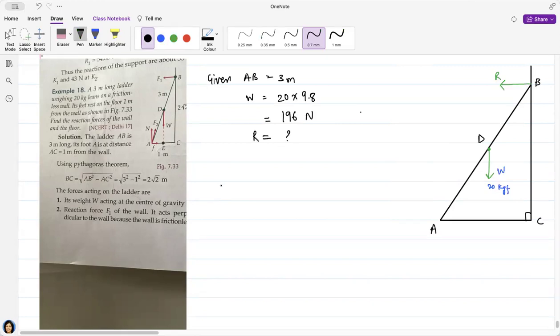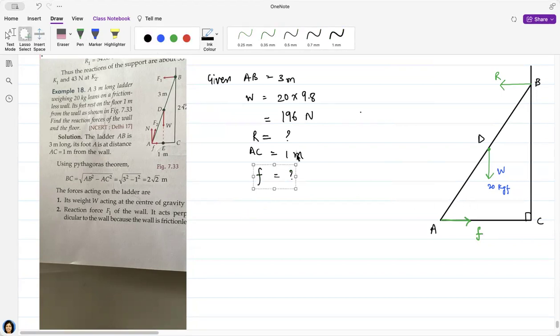Its feet rest on the floor 1 meter from the wall. So given AC is 1 meter, and it does not say frictionless, so there has to be some friction. If the ladder is like this, it tends to slip outward. So where would the friction be acting? Inside. So I mark my frictional force here, and let me mark it small f. I have no idea how much this frictional force is, so again f is equal to question mark.